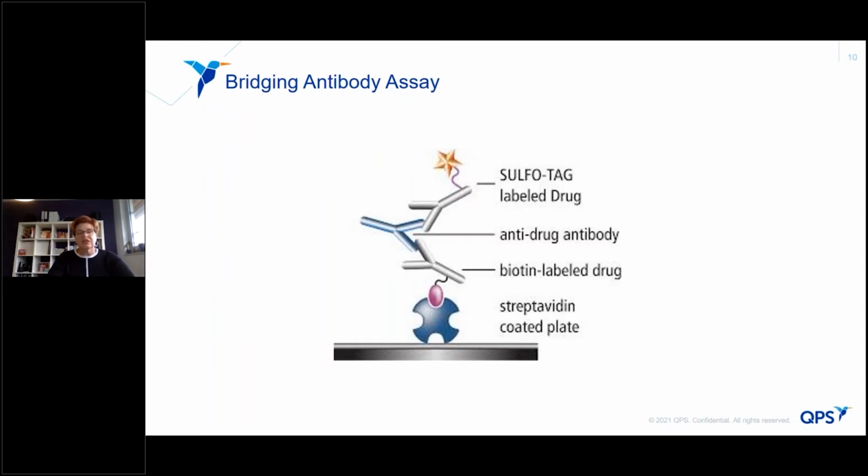In many cases, it is performed on an MSD format. The advantage of an MSD plate is that it does not require a lot of washing, which also allows the detection of low affinity antibodies. Further, in a bridging antibody assay, the assay is independent of the species in which the positive control antibody is generated. However, in some cases, you see that the drug can form dimers or multimers in the absence of anti-drug antibodies. And in this case, such a bridging assay format is not suitable.